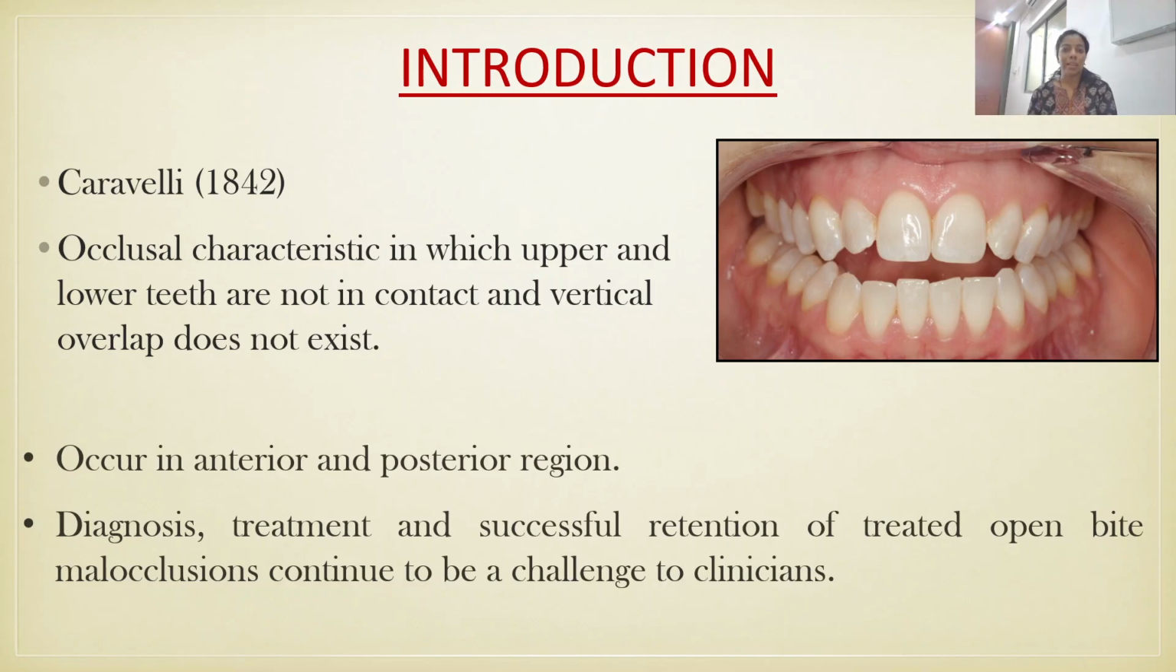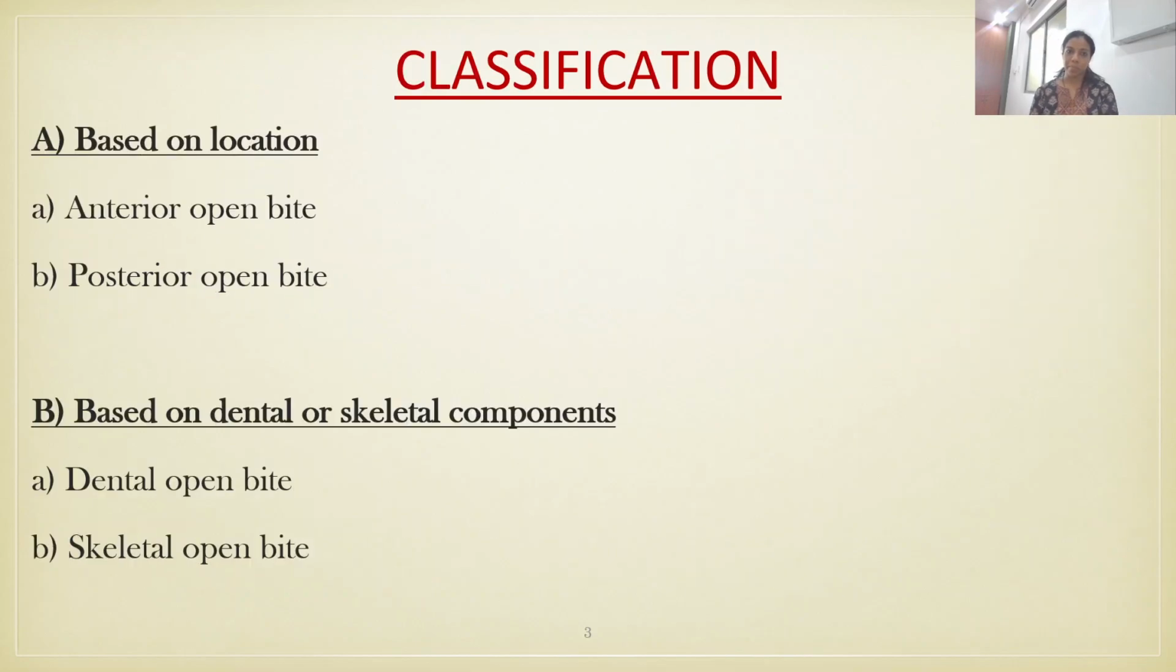When it occurs in the anterior region, it's known as anterior open bite, and in posterior region, it is known as posterior open bite. And the diagnosis, treatment, and successful prevention of treated open bite malocclusion continue to be a challenge to the clinician, which is considered as the most difficult case to treat and to retain. So it's considered as a challenge to the clinician.